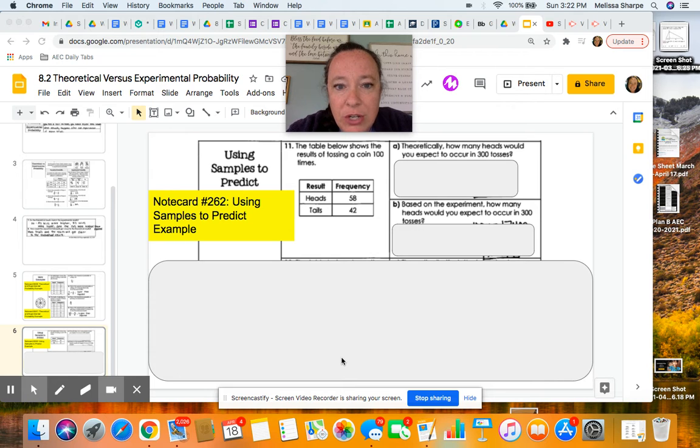So, the table below shows the results of tossing a coin 100 times. So, someone sat there and tossed a coin, and they got heads up 58 times and tails up 42 times. Now, in theory, we would expect heads up to be 50 times and tails up to be 50 times. So, theoretically, in part A, how many heads would you expect to occur in 300 tosses? Now, this is just data from 100 times. So let's see.